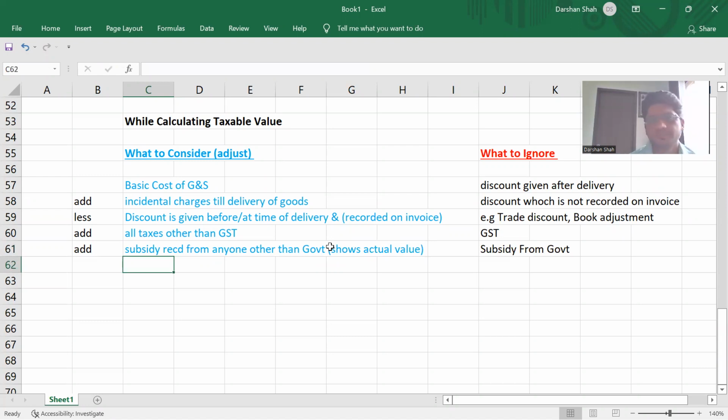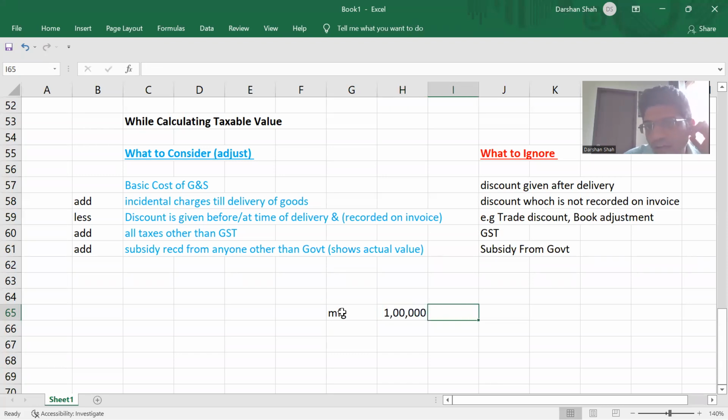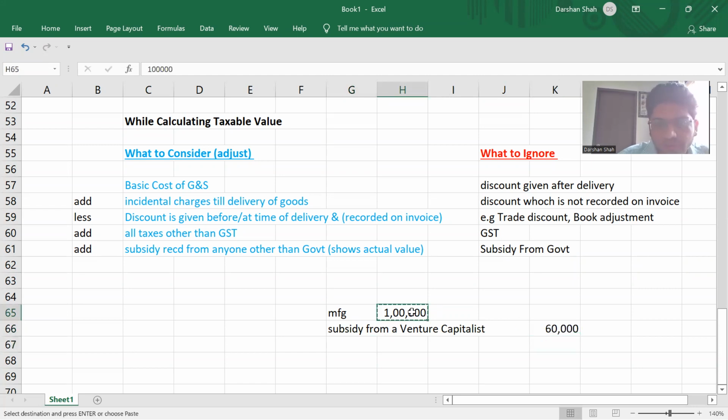If you are clear till here, what to consider and what to ignore? Yes or no? But subsidy received from others is also a benefit, right? Correct. So I'll give a simple example of subsidy. I'm a manufacturer. My actual cost of goods is 1 lakh. I have manufactured goods worth rupees 1 lakh. I have received a subsidy from, let us say, a venture capitalist, and that subsidy amount is 60,000 rupees.